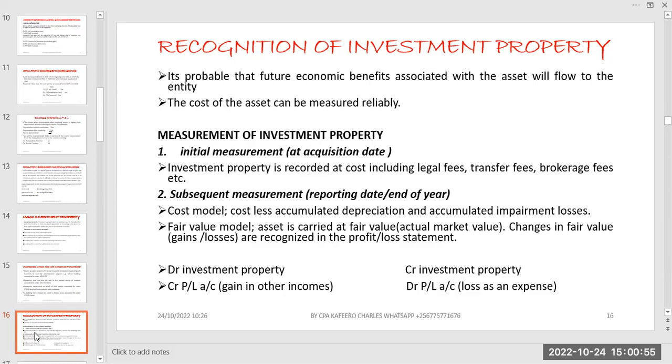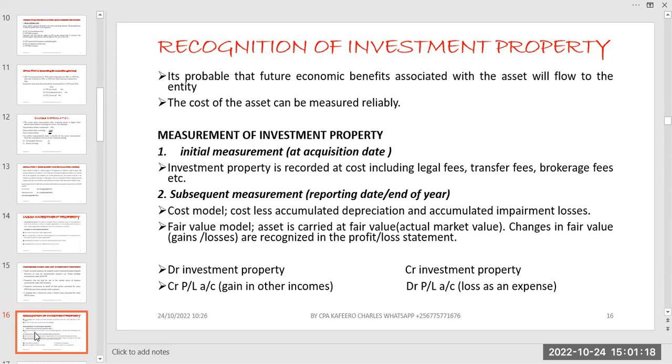Then when we go to measurement, we are talking about which value. Yes, you have recognized you have an investment property, but which value are you taking? So be able to get those differences. Then we are saying recognition, the recognition criteria for assets, it's more or less the same.